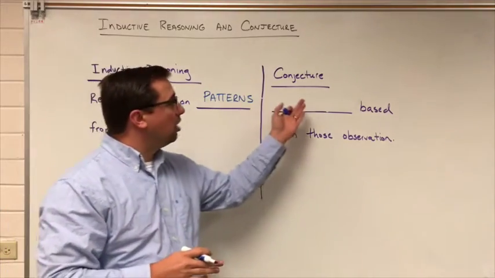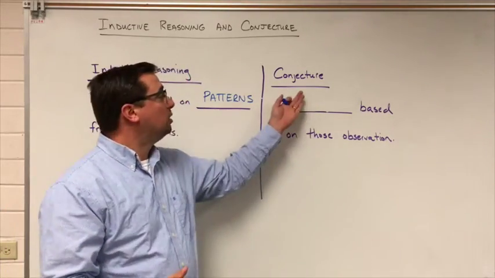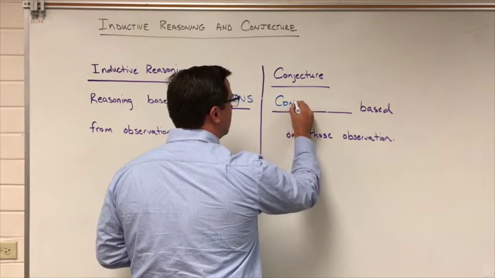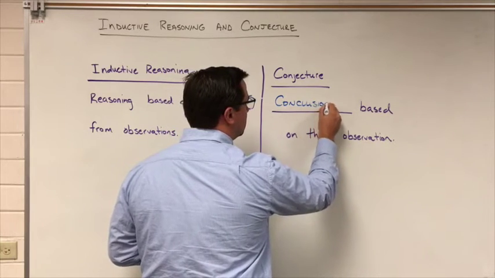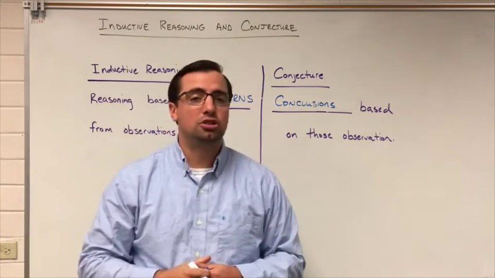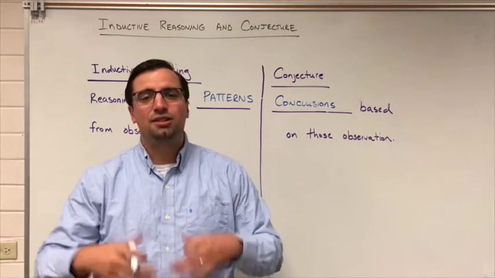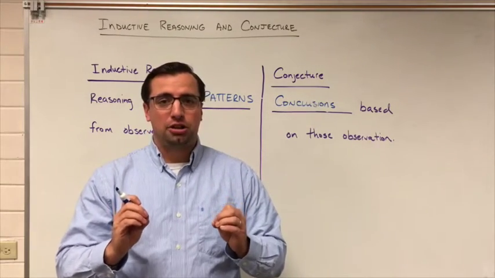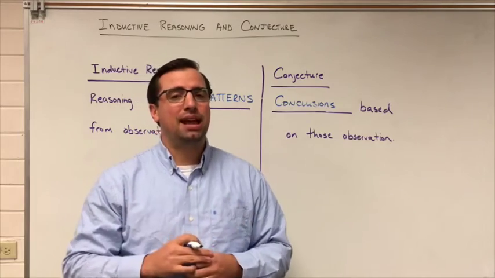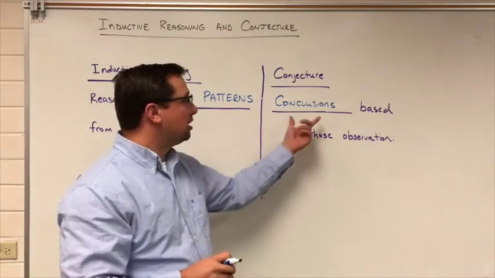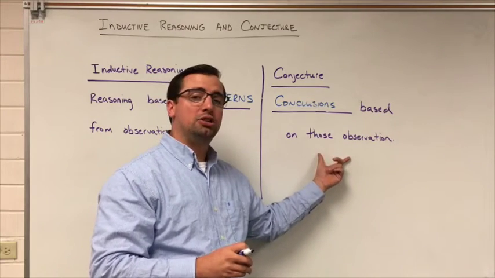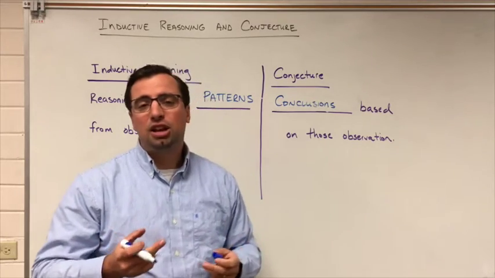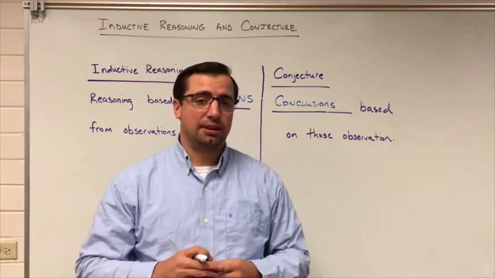Now, when we make our conclusions, we have a specific word for that. We call it a conjecture. A conjecture, again, is the conclusion based on the observations we see. So once again, we gather lots of data from very specific examples, and we look for patterns to help us explain what might happen next. When we have those patterns, we make conclusions about our observations and predict what is going to happen next. Now let's take a look at a few examples of inductive reasoning.